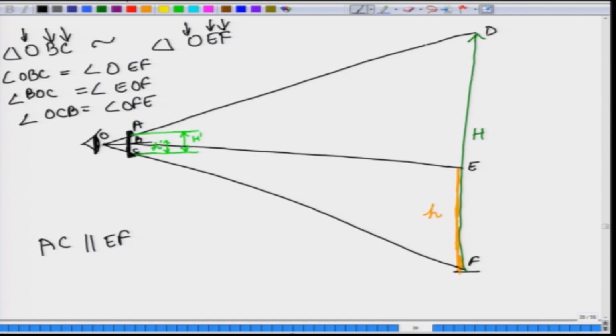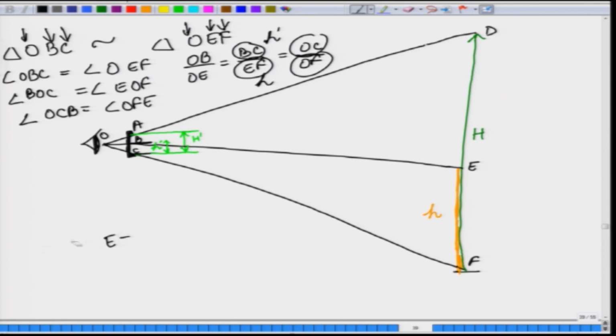Now, if both of these triangles are similar triangles, then we can write that OB by OE is equal to BC by EF is equal to OC by OF. Now, in this case, you have BC, this is the value of BC, and BC is equal to H prime with a small h, EF is equal to H, the small h, is equal to OC by OF.